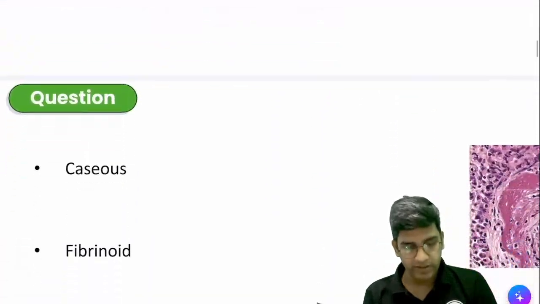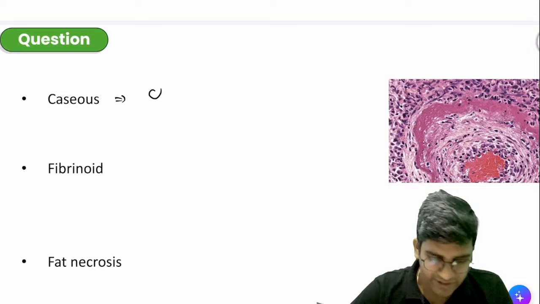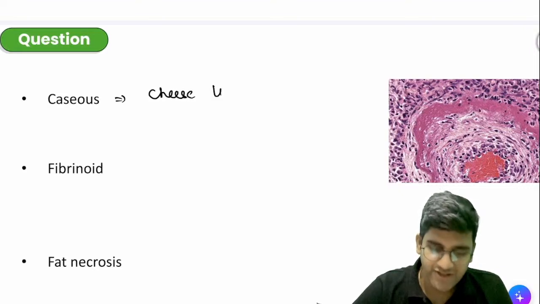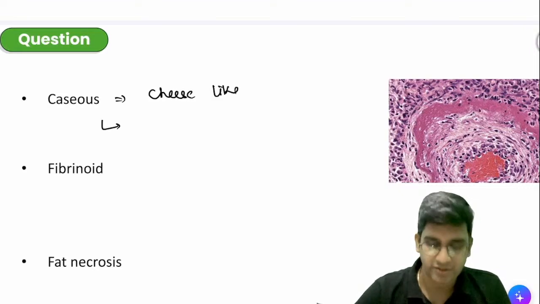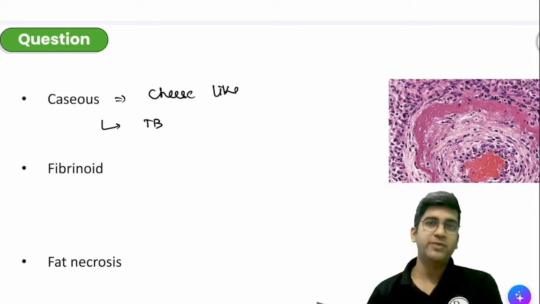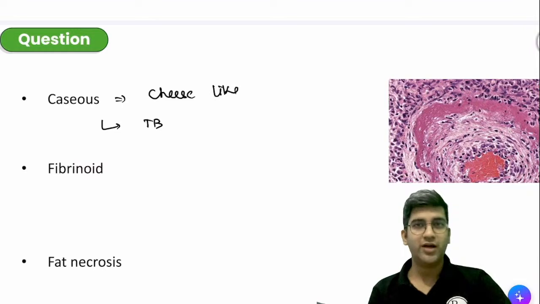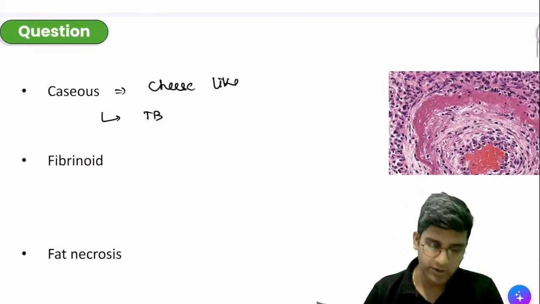We know about coagulative, liquefactive, caseous. Caseous is cheese-like. It's caseous necrosis. What's the diagnosis? Only one, TB. By default, it has to be TB. Whichever part of the world you are in, caseous necrosis means, first thing and the only diagnosis as an undergraduate, I want you to think of tuberculosis, fine? Okay. Fibrinoid.